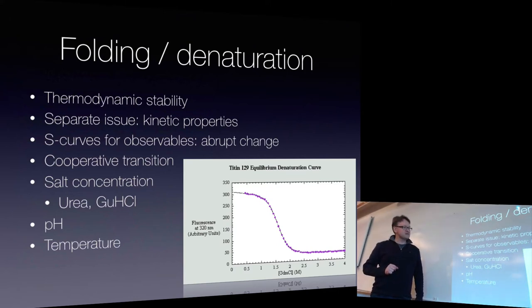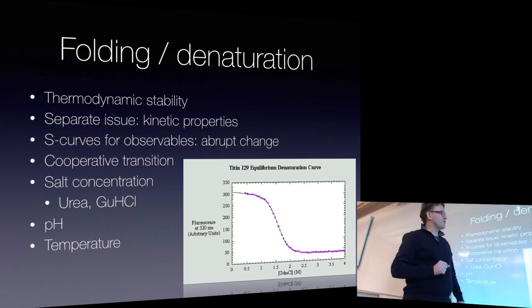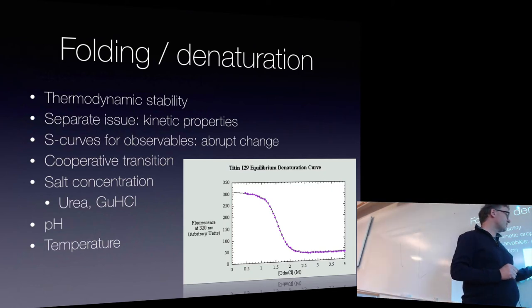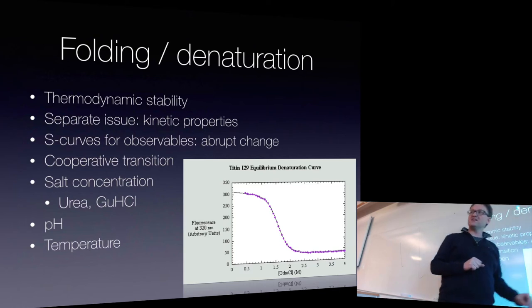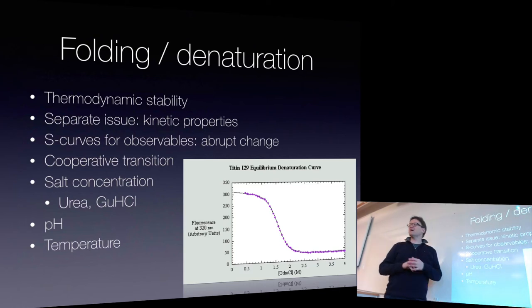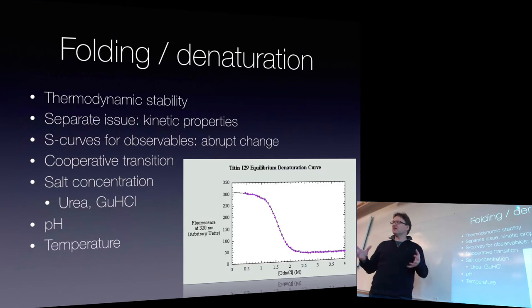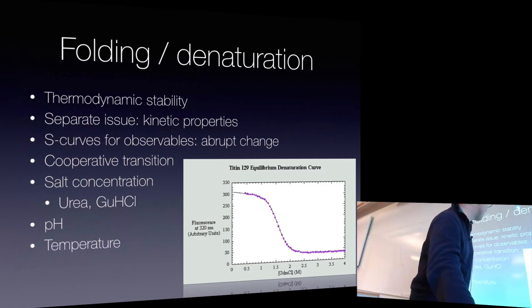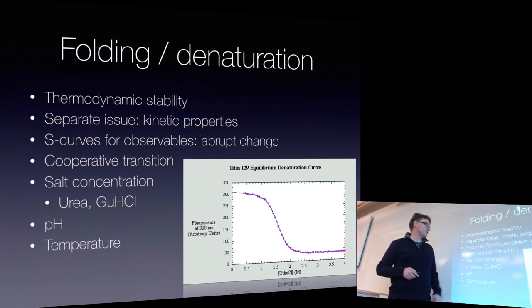And most of the things that we look at, just as hemoglobin, they have some sort of S-curve. So things start to happen, but the actual action happens in a fairly narrow range. This is a characteristic. Things are cooperative. They help stabilize it somehow. And there are a ton of different ways that we can unfold proteins, and we'll come back to them.